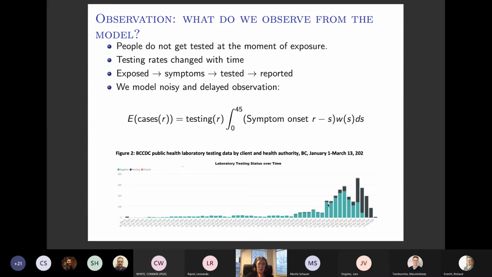And from that model, we need to think about data. And we know that people, of course, do not get tested at the moment they get exposed. And testing rates change with time in a way we don't understand. In fact, we don't understand what the testing rate even is, still, amazingly. Okay, so they get exposed, they get symptoms, they get tested, and that gets reported. And there's a delay, which we could estimate using internal data, using line list data. And so we just model the expected number of cases as some convolution over the past, based on some delay that takes all of these things into account, and we estimate the parameters of this thing.